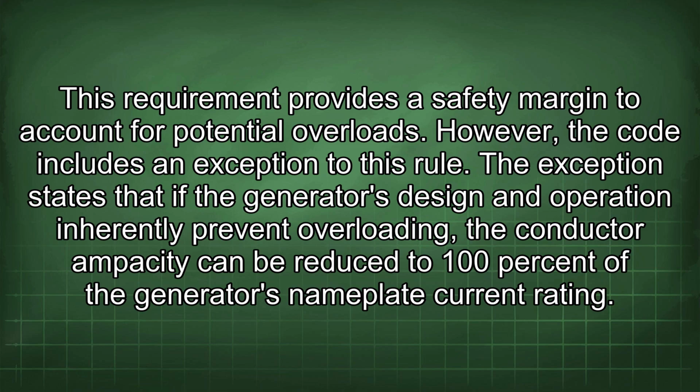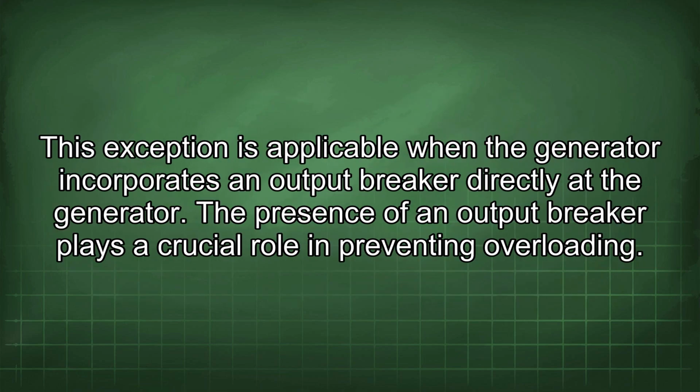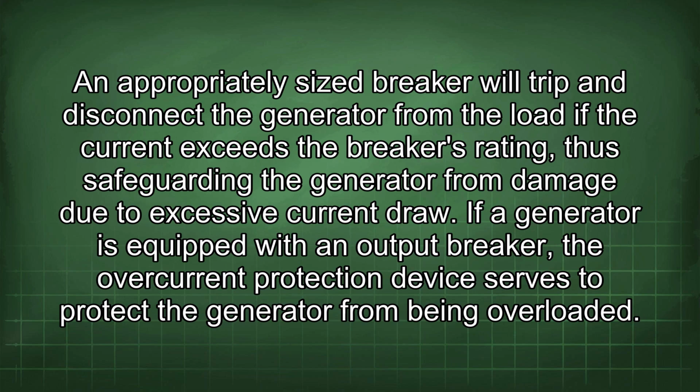However, the code includes an exception to this rule. The exception states that if the generator's design and operation inherently prevent overloading, the conductor ampacity can be reduced to 100% of the generator's nameplate current rating. This exception is applicable when the generator incorporates an output breaker directly at the generator. The presence of an output breaker plays a crucial role in preventing overloading. An appropriately sized breaker will trip and disconnect the generator from the load if the current exceeds the breaker's rating, thus safeguarding the generator from damage due to excessive current draw.